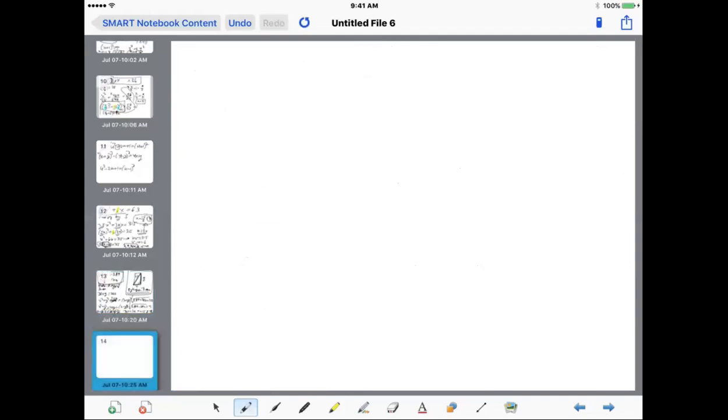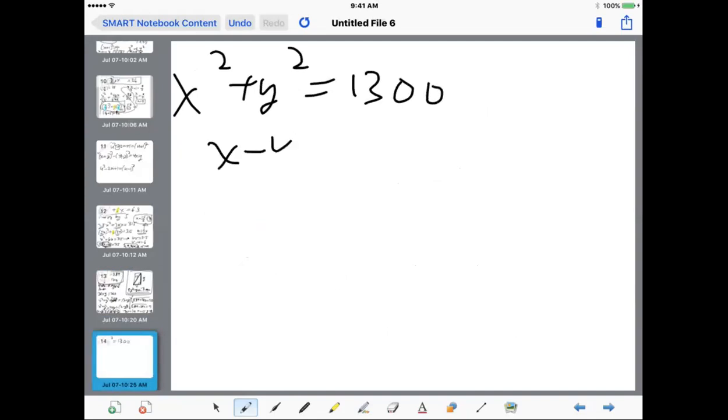I think I only have 2 other questions. Here's one where the sum of the squares is given and the difference between the two numbers is given.